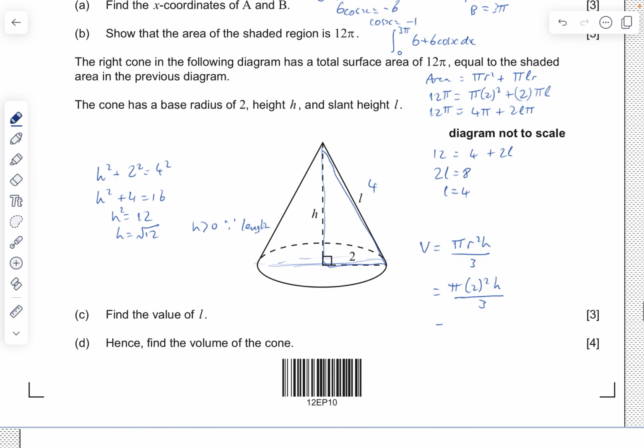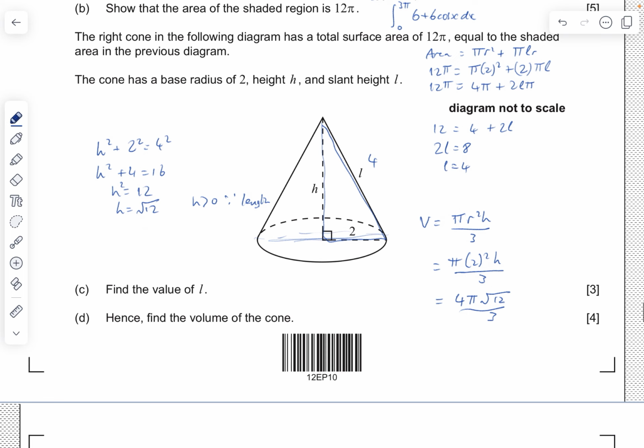So now we can put this equals 4 pi root 12 over 3. And that does simplify a bit. Root 12 is root 4 root 3, which is 2 root 3. So 4 pi times 2 root 3 over 3 is 8 pi root 3 over 3.